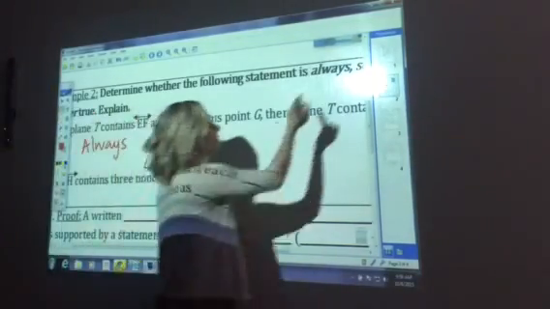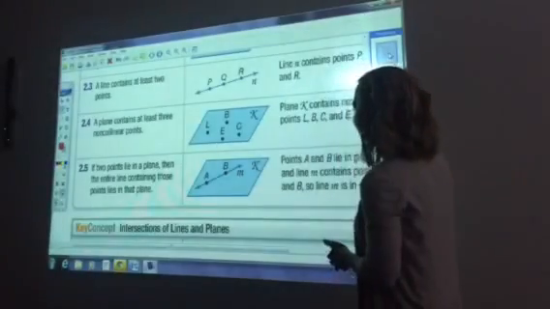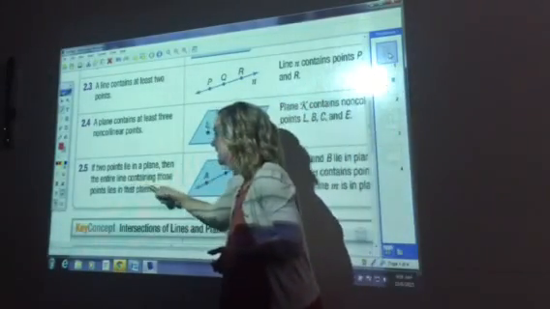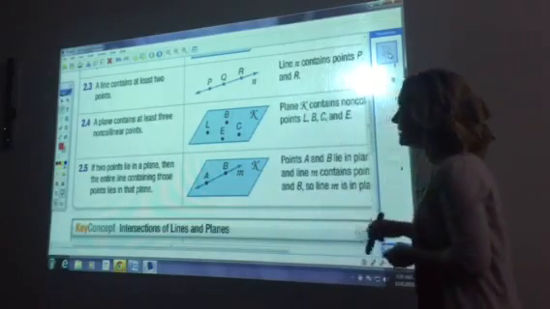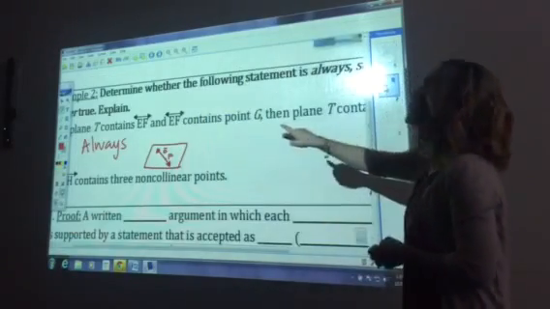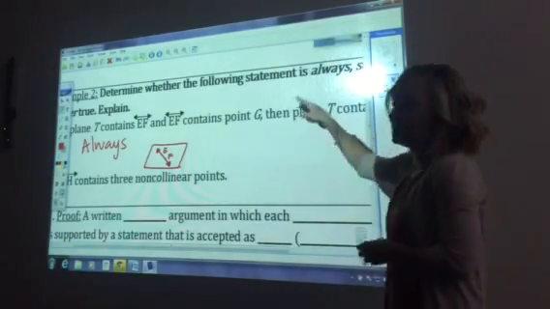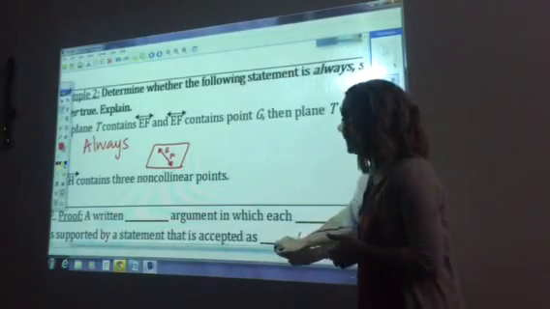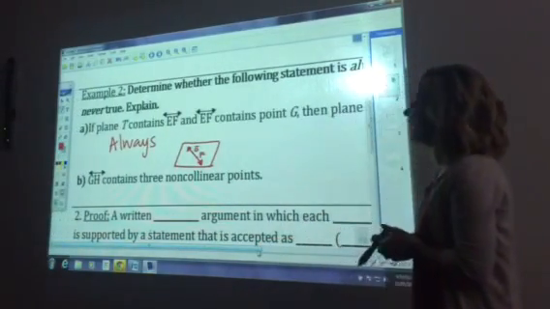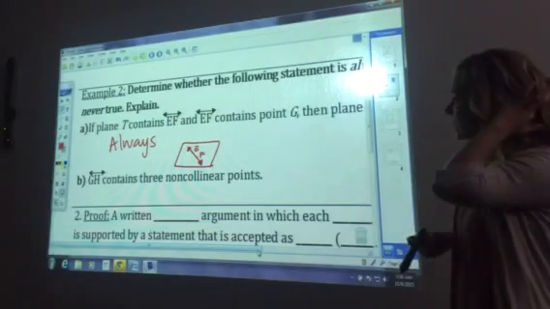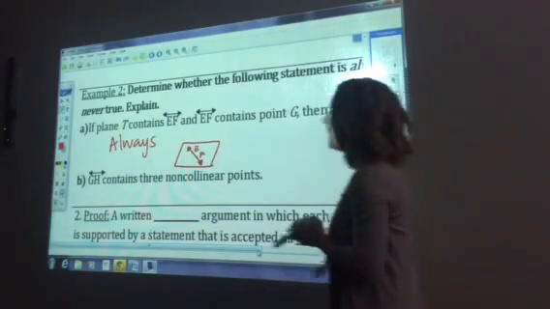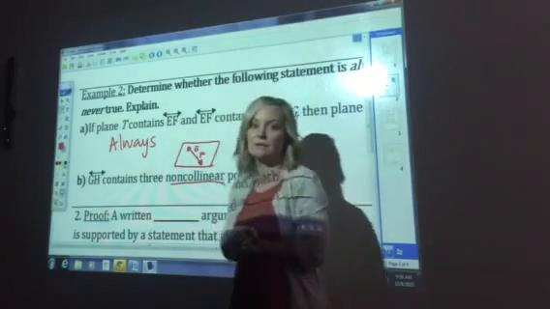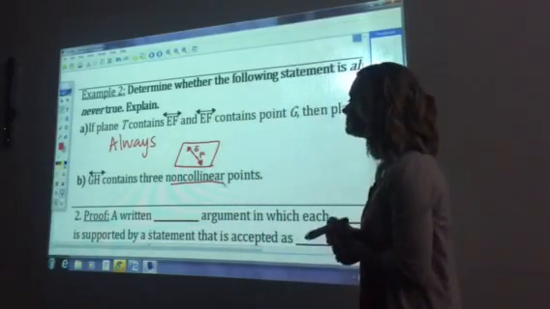And if you go back and look up here at our rule, it said if 2 points lie in a plane, then the entire line containing those points has to be in the plane. So in other words, if this line contains another point, then that other point has got to be in that plane. Okay? The next one says that GH contains 3 non-collinear points. A line will never contain non-collinear points because non-collinear means that they're not in the line.